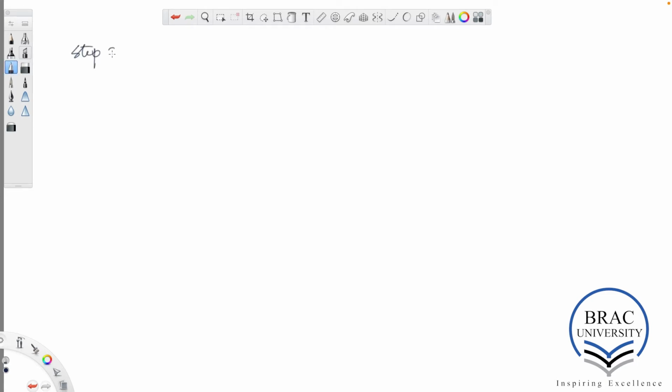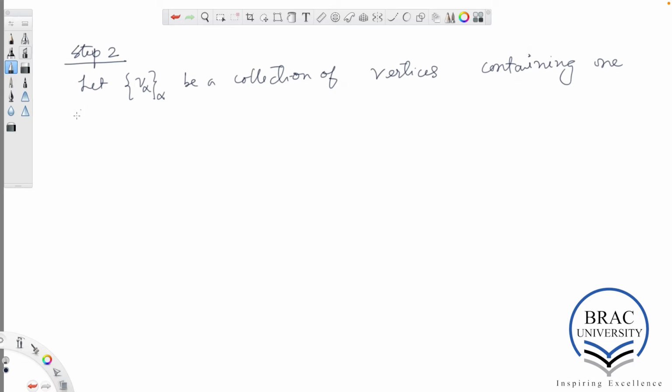Step 2. Now let us prove the theorem. Let this collection V sub alpha be a collection of vertices containing one vertex from each component C alpha of mod K. Okay, so you have all these components of mod K and choose a vertex from each component and form such a collection.